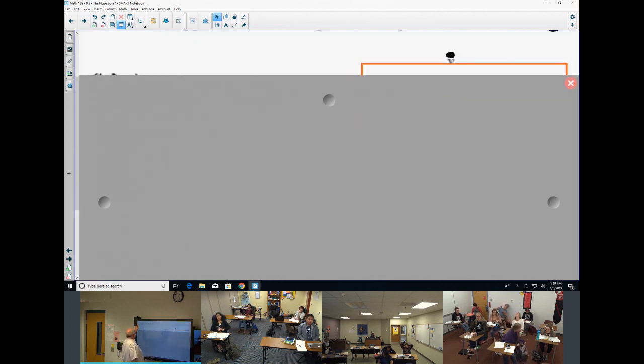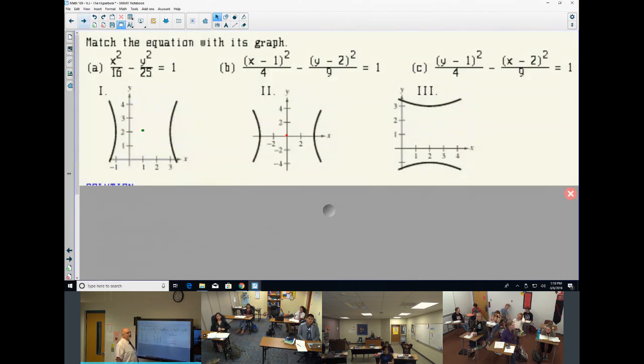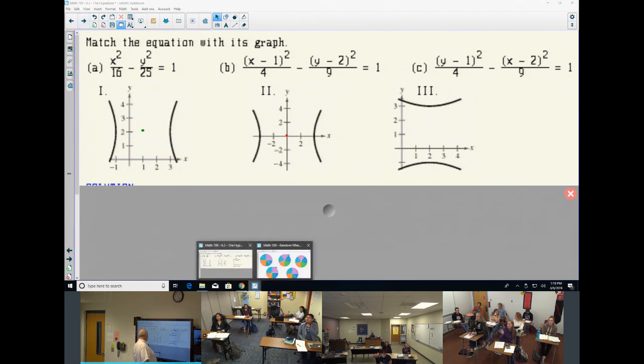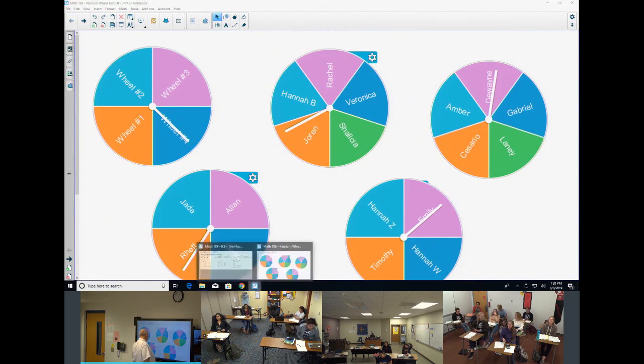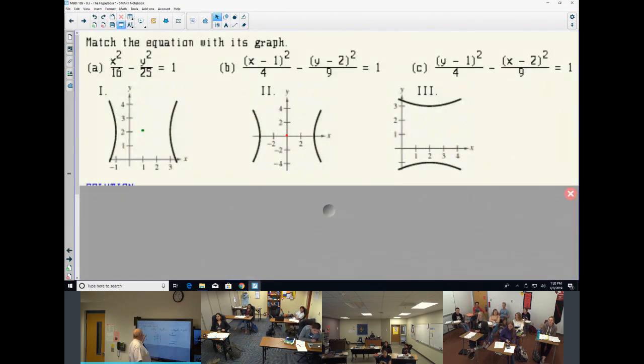All right. So now let's do our little matching game. The way we played before, here's our 3 equations and our 3 graphs, and we want to match them. So let's start with Emily. You can pick any equation you want and then tell us which graph matches it.